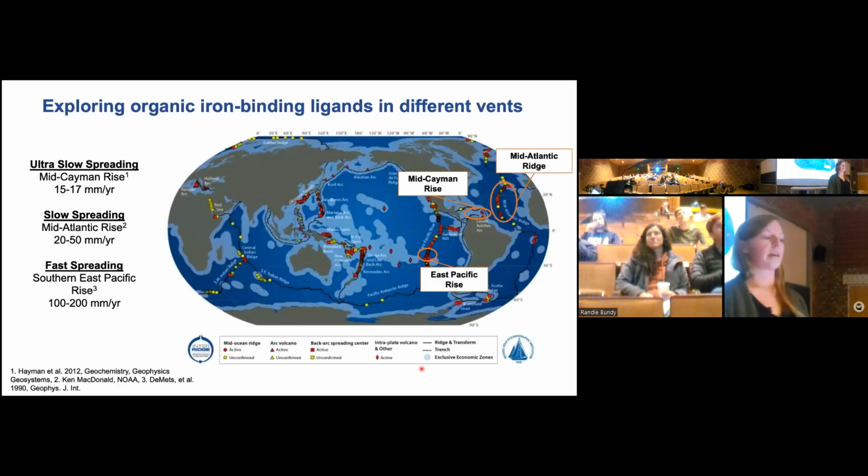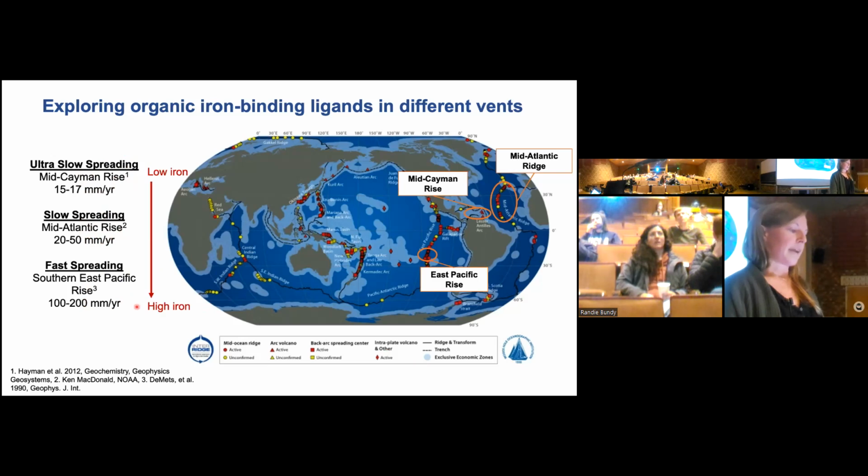So we have so far been looking for these types of ligands in 3 different vent systems: the Mid-Atlantic Ridge, the Mid-Cayman Rise, and the Southern East Pacific Rise. These are interesting vent systems to explore because they have very different spreading rates. The Mid-Cayman Rise is an ultra slow spreading center. The Mid-Atlantic Ridge is a relatively slow spreading center. And the Southern East Pacific Rise is the fastest spreading center that we know about.